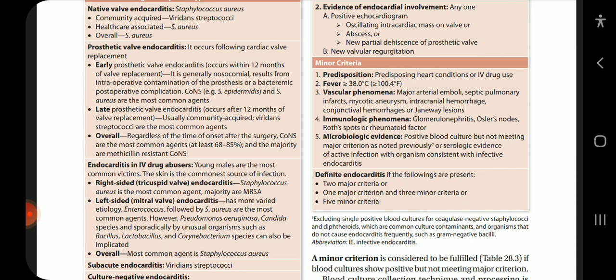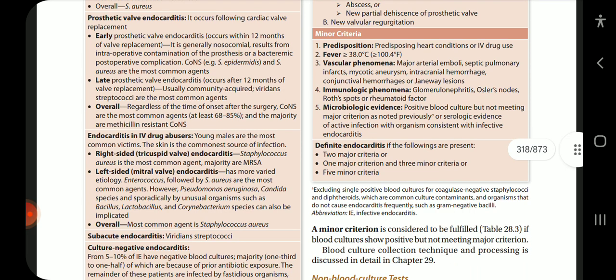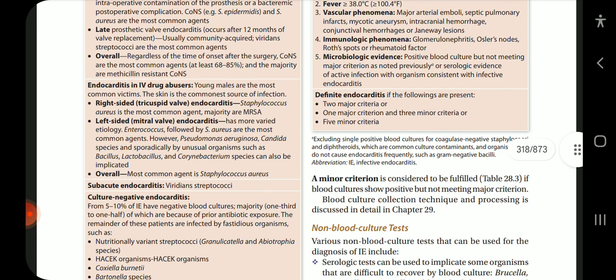Late prosthetic valve endocarditis occurs after 12 months of valve replacement, and usually community-acquired viridans streptococci are the most common agents. Overall, regardless of the time of onset after the surgery, coagulase-negative staphylococci are the most common agents, and the majority are methicillin-resistant coagulase-negative staphylococci.